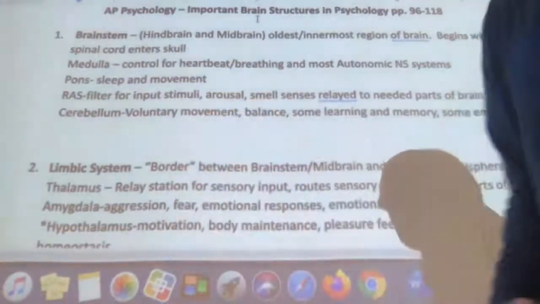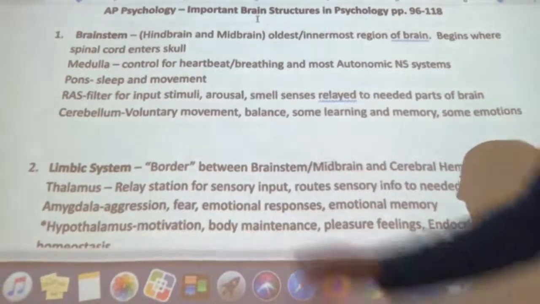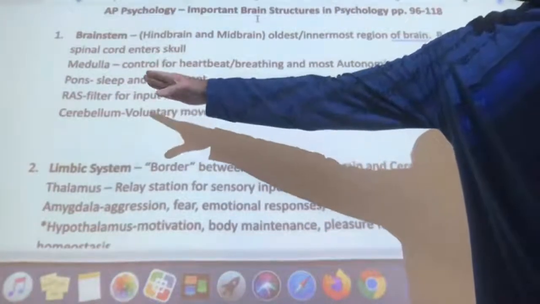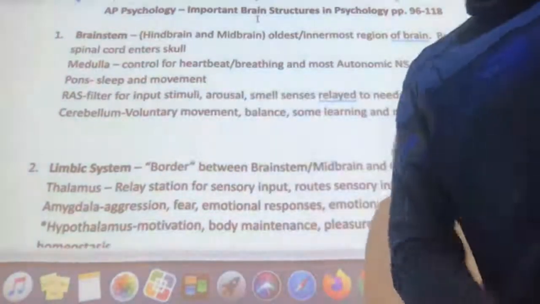All right, so that's your brainstem area, which includes the hindbrain and midbrain areas. Again, your four structures are medulla, pons, reticular activating system or reticular formation, and cerebellum.